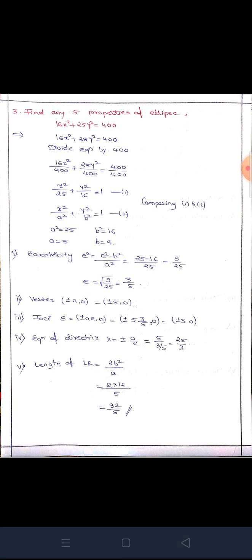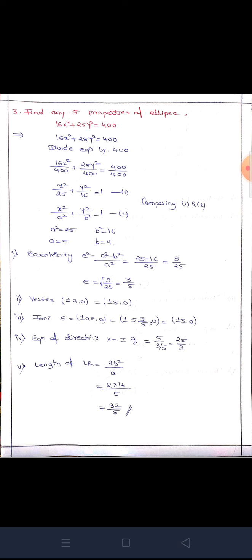Then the equation of directrix: x is equal to plus or minus a by e. What is the value of a? 5, and e is 3 by 5. So 5 you shift upside, so it becomes 25 divided by 3. Next you are having the length of LR. So it is 2b square by a. What is the value of b square? 2 into 16 divided by 5. So 2 into 16 means it is 32 divided by 5. You can keep it as such, no problem, because no need to use the calculator again, you will get decimals. Okay, is it clear?